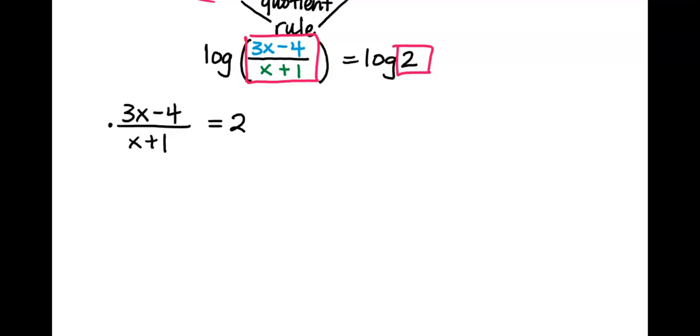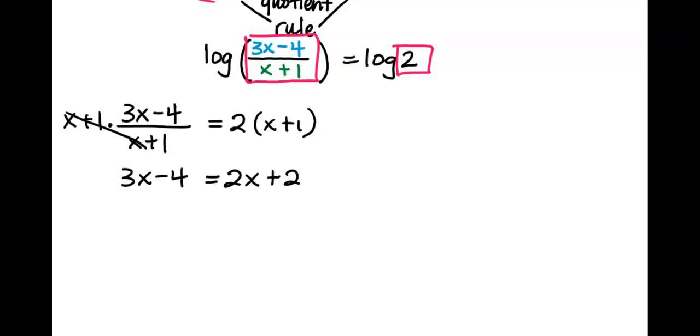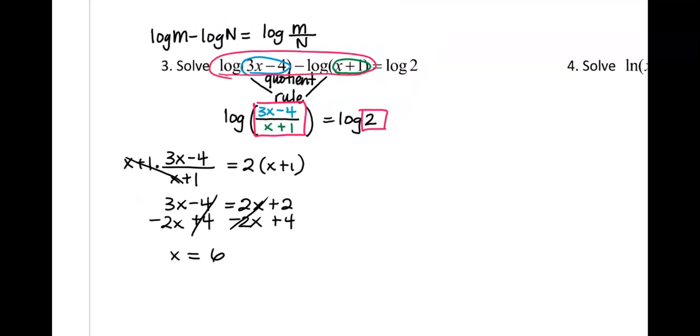To solve this equation, I'm going to multiply both sides by x plus 1 to get rid of the denominator on the left side of the equation, which leaves me with 3x minus 4 is equal to 2x plus 2. Make sure to distribute that 2. I'll subtract 2x from both sides and add 4 to both sides of the equation to give me that x is equal to 6. And we again need to go and check this solution.